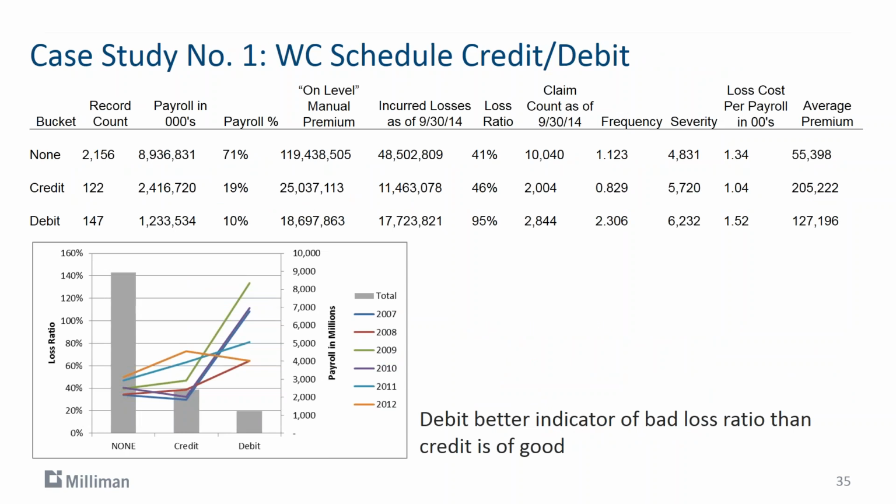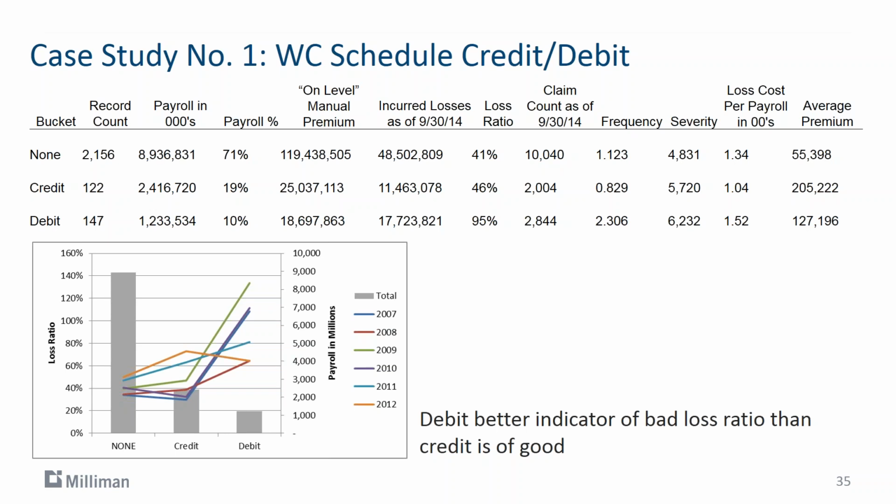Now we looked at the other credit programs as well, but specifically we looked at the results of the work comp scheduled credit debit. So here, the bucket, they either get a credit, or they get a debit. There are the three different categories that we have here.